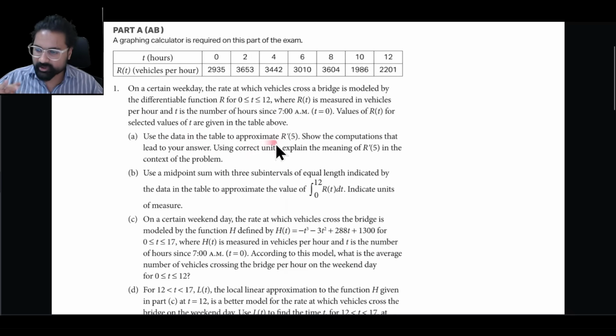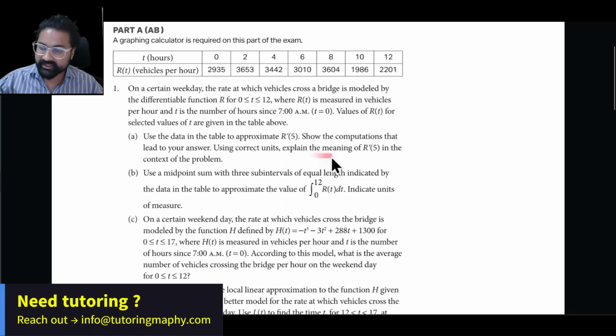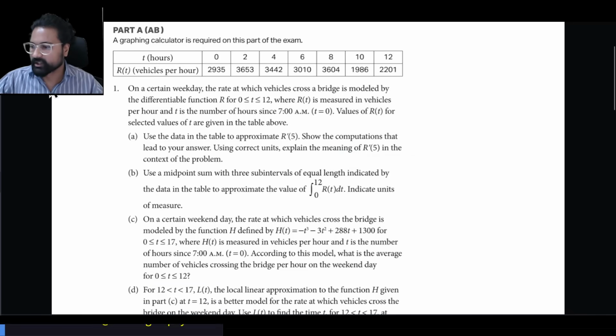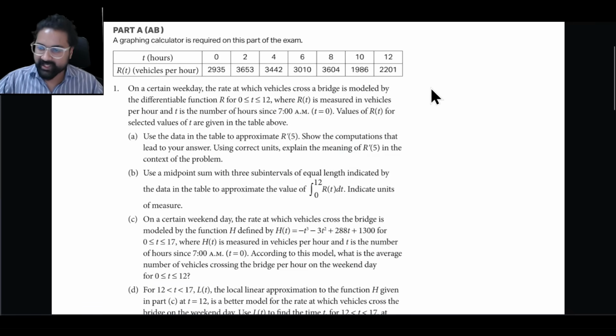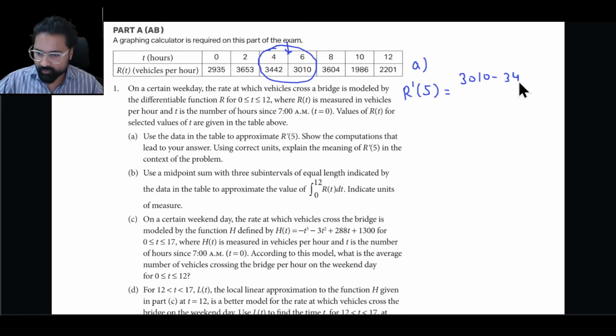Use the data in the table to approximate R prime of 5. Show the computations that lead to your answer. Use correct units. Explain the meaning of R prime of 5 in the context of the problem. Okay, so since this is an approximation, I'm just going to approximate R prime of 5 as the slope using the neighboring points. So the neighbors are these. I'll say y2 minus y1 over x2 minus x1.